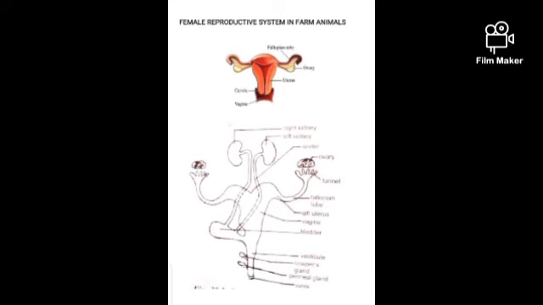In this topic, if I ask you the meaning of reproduction, you should be able to tell me. You should be able to tell me some features in the male and the female reproductive system. And you should also be able to tell me the meaning of fertilization, the meaning of copulation, and the meaning of implantation.